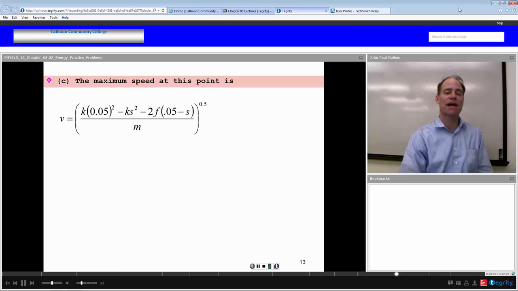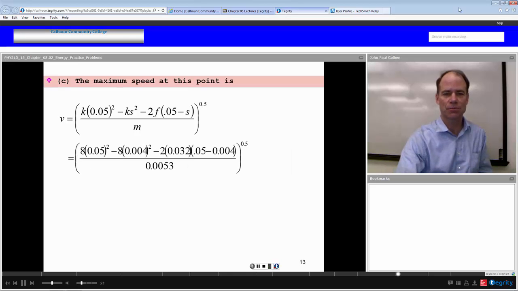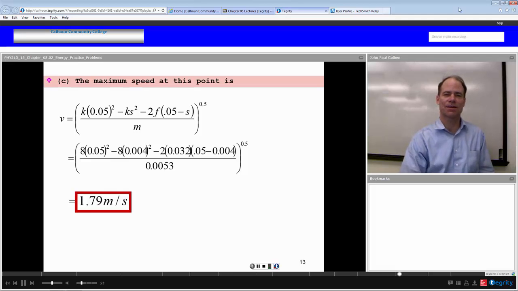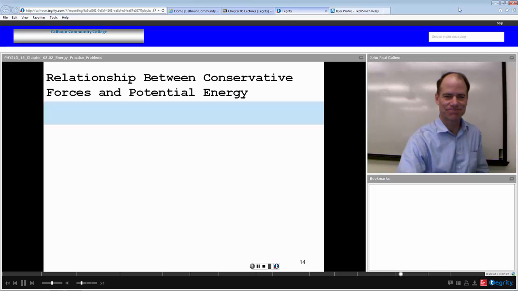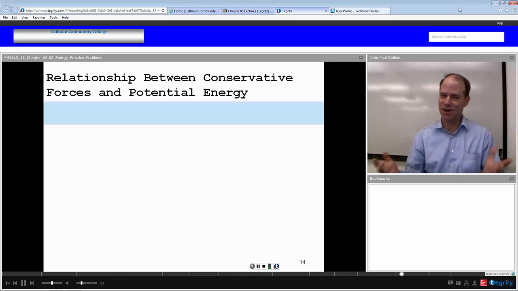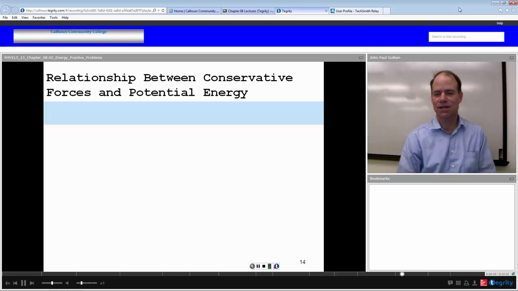The actual maximum speed at this point would be the maximum speed that corresponds to the value of S, which we just found. So we're going to put that in, and we get 1.79 meters per second. All right, so that's about as hard a problem as we can imagine. Like I said, most of the problems in the problem set are going to be a lot easier than that as you set up your one equation to rule them all.